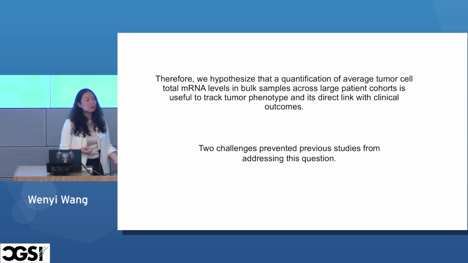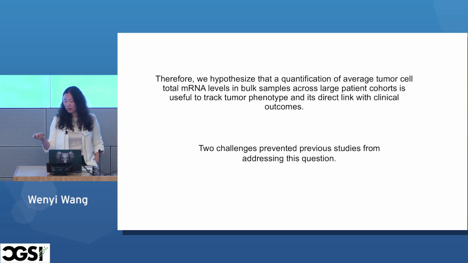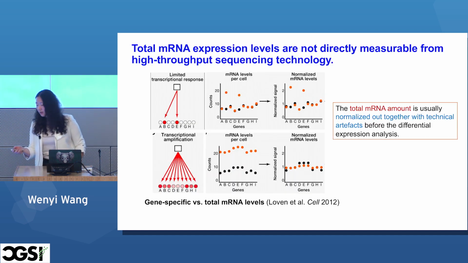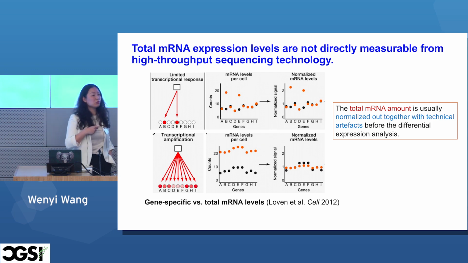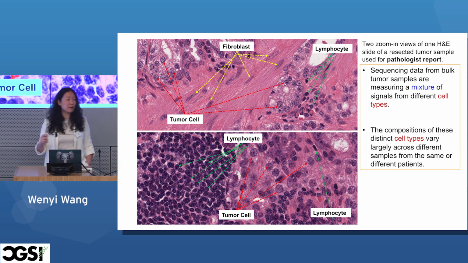So why haven't people done it? There are two challenges that prevented the previous studies from addressing this question. Back in the microarray era, Richard Young's group has already nicely summarized the first issue: when individual genes are increased in expression, then after normalization, such effect remains. But if all genes are increased in expression, then after normalization, this effect is removed together with the normalization. So it's a perfect confounding situation. So he already complained about that.